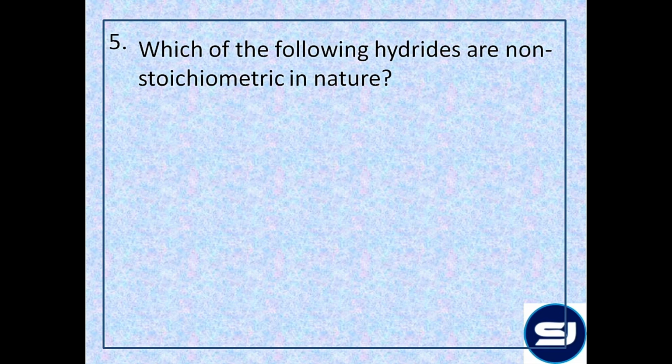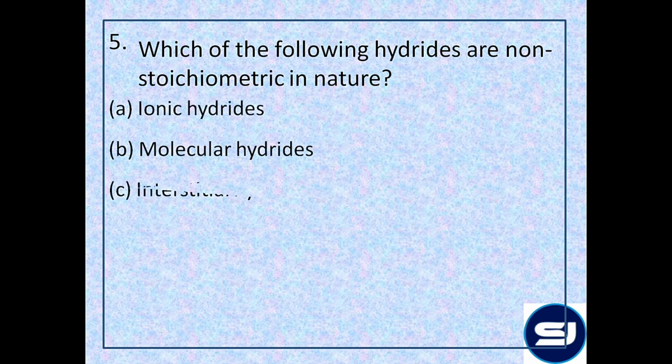Which of the following hydrides are non-stoichiometric in nature? Ionic hydrides, molecular hydrides, interstitial hydrides, or covalent hydrides. The ionic or saline or salt-like hydrides are obtained from s-block elements and these have a correct stoichiometry, meaning they are stoichiometric hydrides.